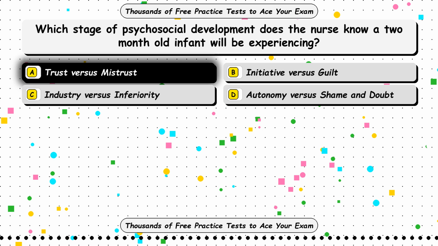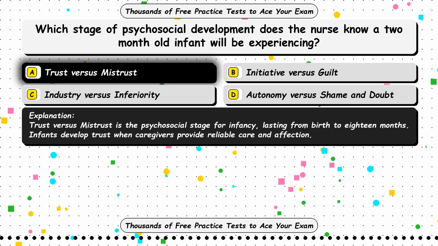The correct answer is option A. Trust versus mistrust. Trust versus mistrust is the psychosocial stage for infancy, lasting from birth to 18 months. Infants develop trust when caregivers provide reliable care and affection.